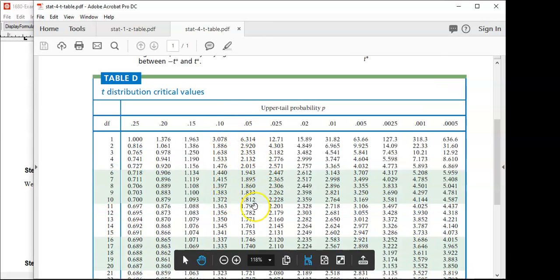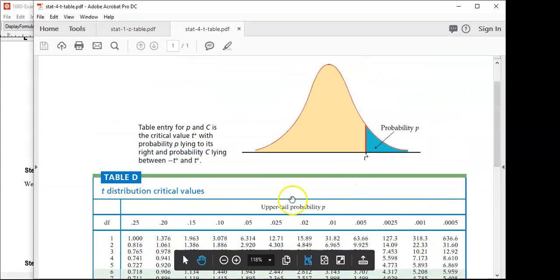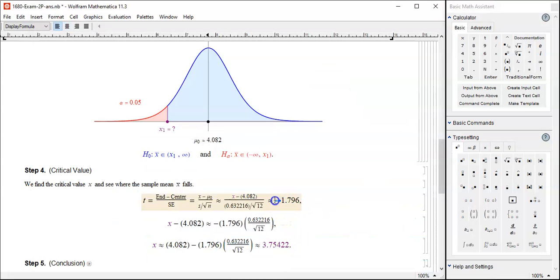5% column, degrees of freedom 11, 1.796, but that is for the right-hand side. To go to the left-hand side, I need a negative sign. Okay, let's solve this equation. Flip the denominator to the other side and flip the center to the other side. We get this computation. Run it, what do you get?